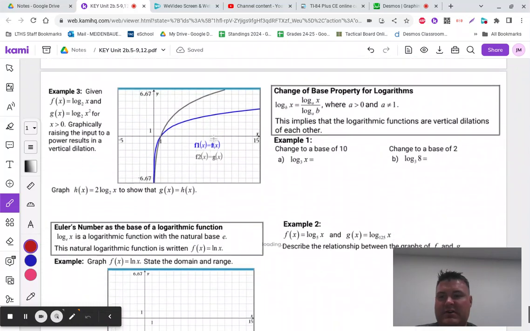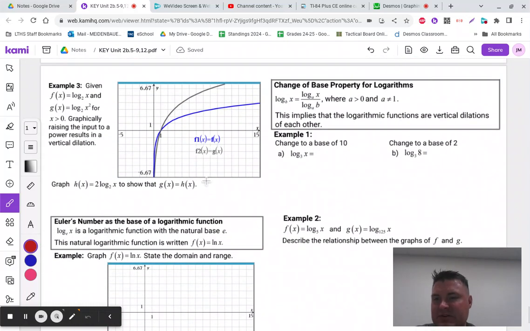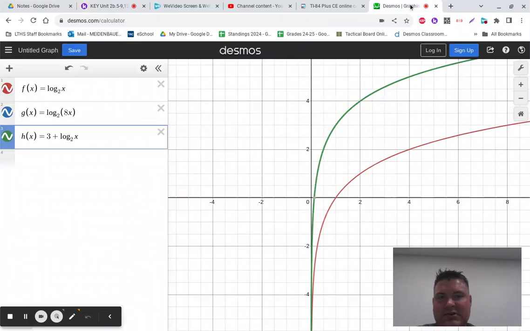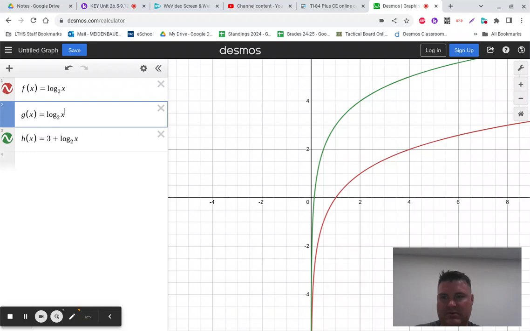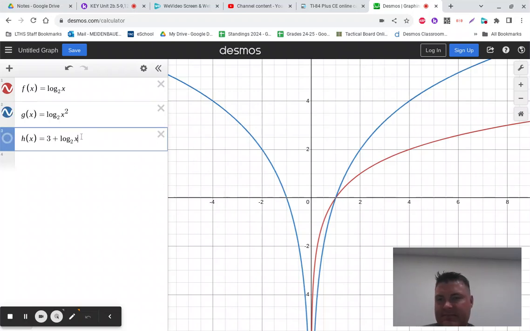All right, moving on. Oh, let's go back to Desmos here. Oh, let's just show this now. Okay, so all right, look at this guy. Not green anymore. Okay, so this is log of x squared. And this is going to be 2 log base 2 of x.